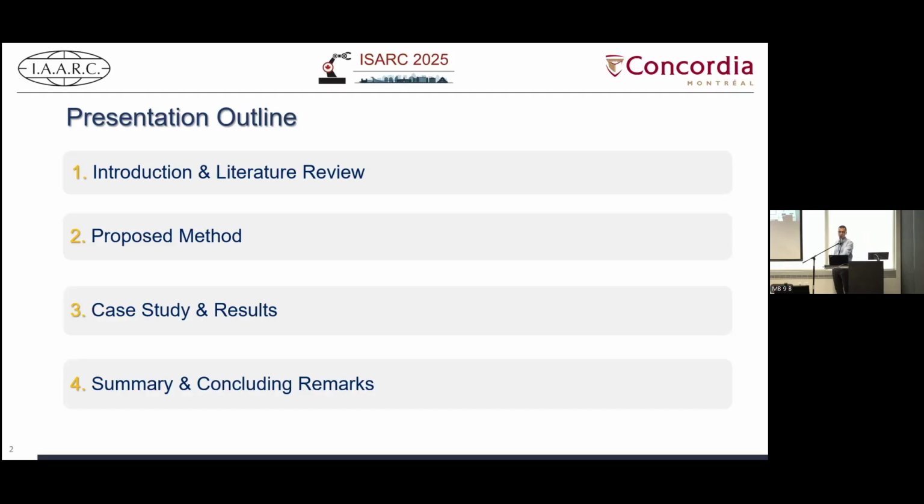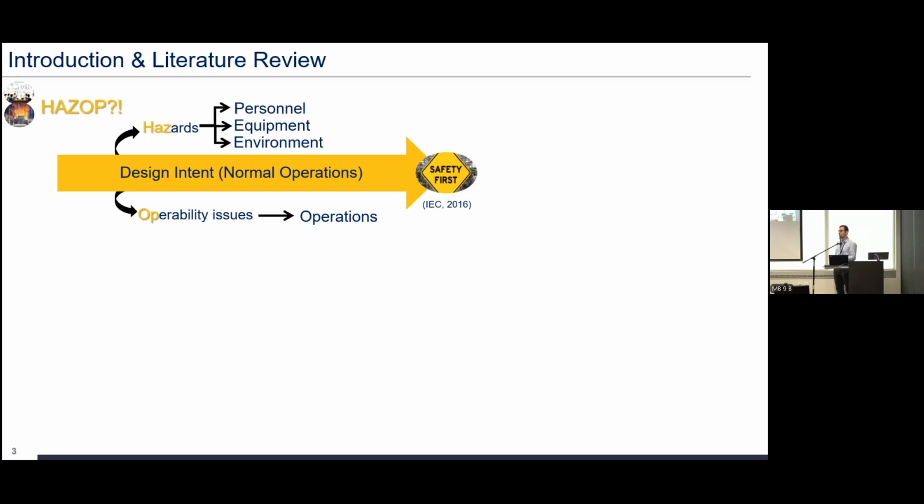So let's start off with the basics. What is HAZOP? I know it's very different from the construction industry. It stands for Hazards and Operability Issues. It's the most widely used hazard identification technique in the process industry to identify any potential hazards that can affect personnel, equipment or environment, as well as operability issues that can affect operations efficiency, to eventually enhance safety practices.